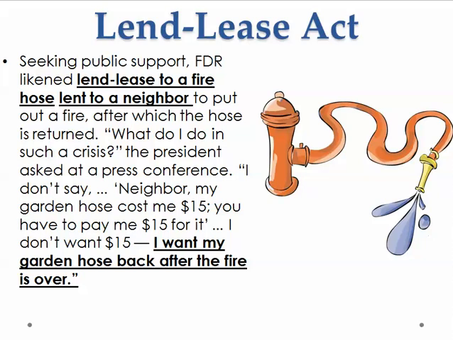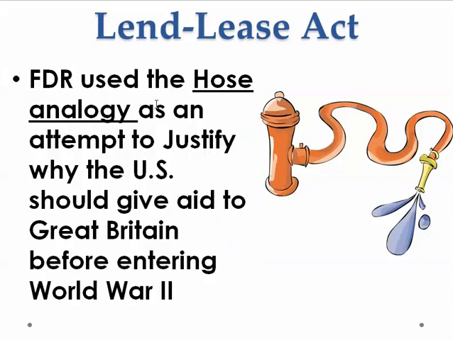That's basically what it's saying. So FDR uses this hose analogy. It's called the fire hose or garden hose analogy, also fire hose analogy. I've heard it that way before, as an attempt to justify why the United States should give aid, why we should send weapons to Great Britain, even though we hadn't entered a war. Okay, and this is before Pearl Harbor now. So that's what he gave this hose analogy for, to convince Congress.